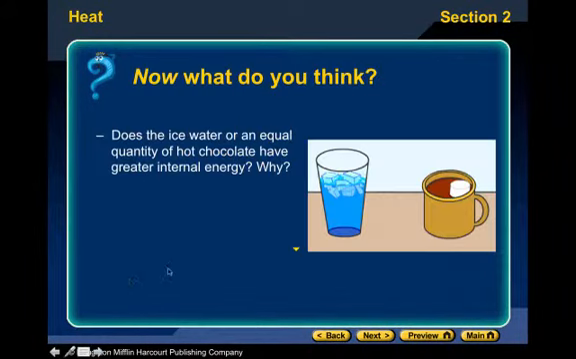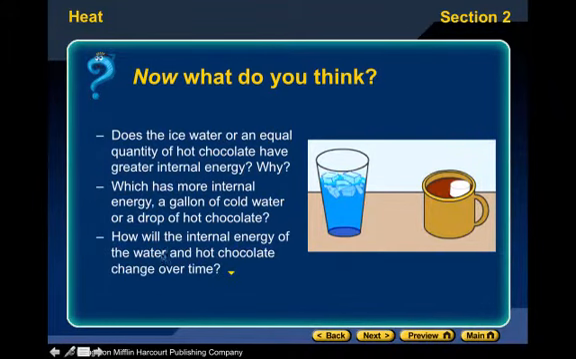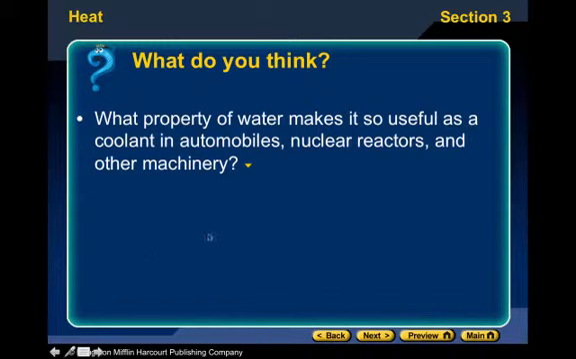Okay, I think we were all okay with those questions. Let's go through a little bit of this. At least we'll see where we want to stop. What property of water makes it so useful as a coolant in automobiles, nuclear reactors, and other machinery? Oxygen. Abundant. Okay.